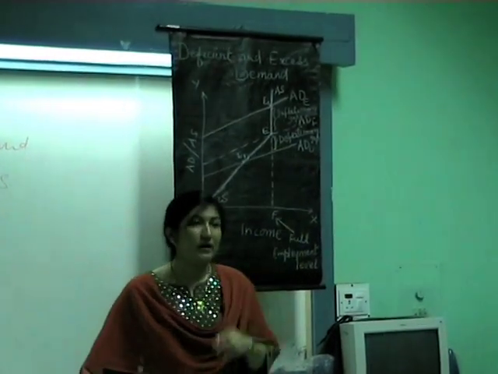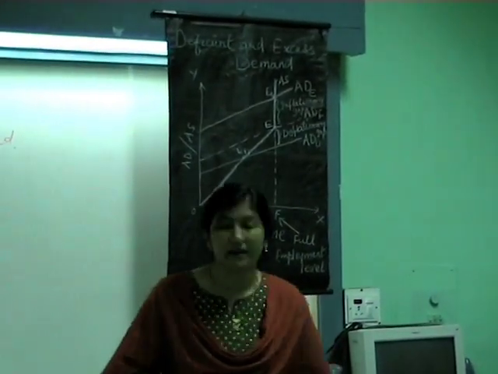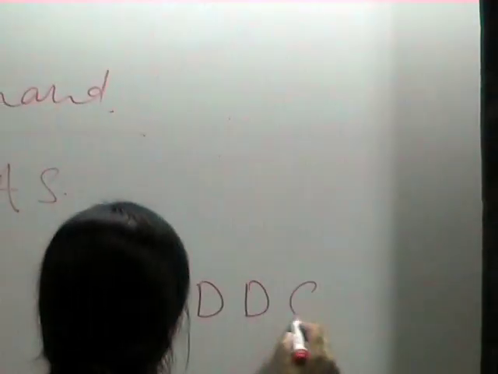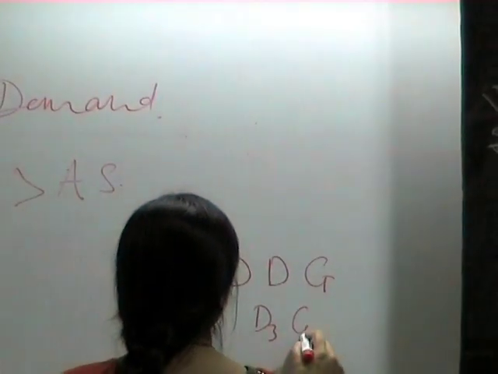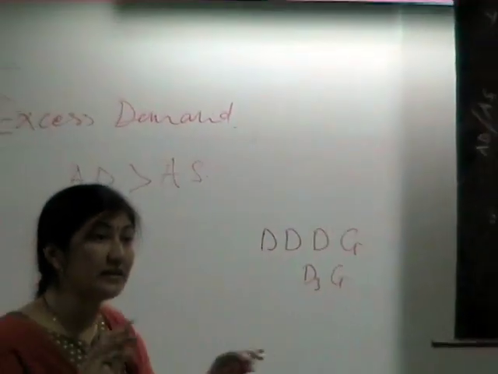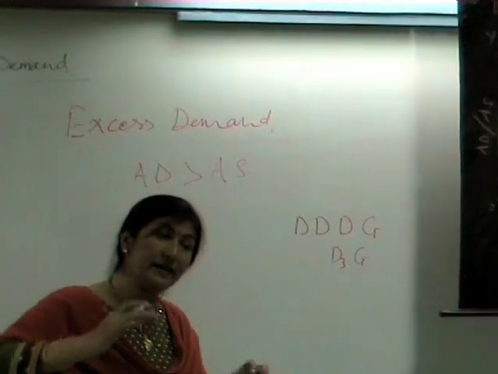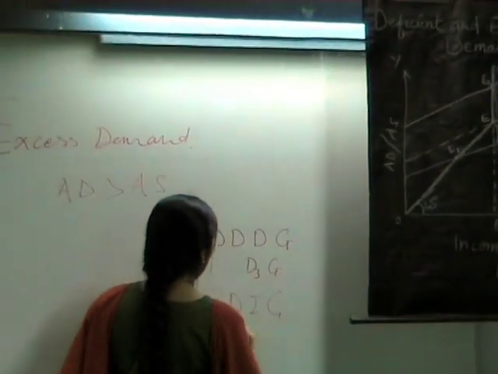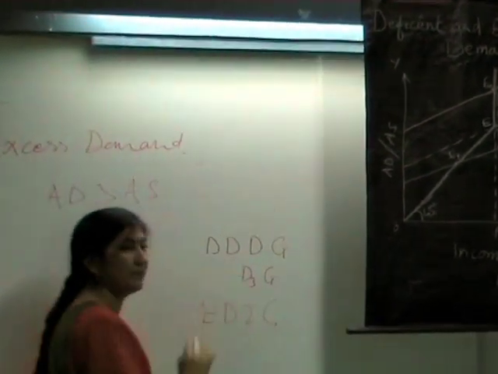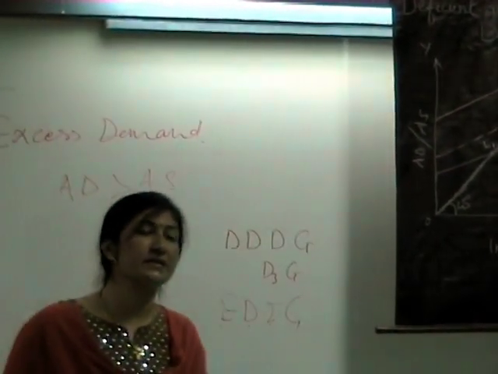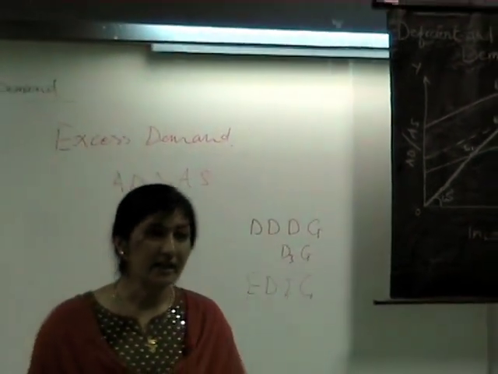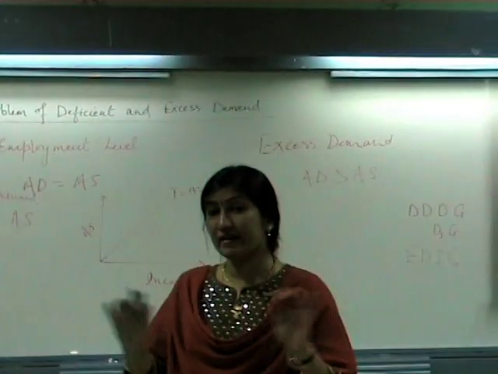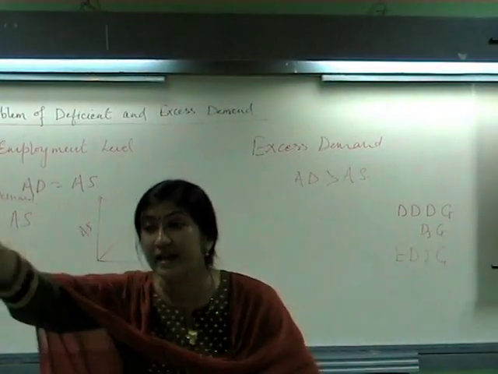Clear? Now, to remember this separately, make it like deficit demand, deflationary gap, or you can also just call it D3G. So that we don't make a mistake, we write D3G and EDIG. EDIG means excess demand, inflationary gap. Remember this. You will not make a mistake in writing D3G and EDIG. It will always make you remember that whenever there is excess demand, the gap will be an inflationary gap.